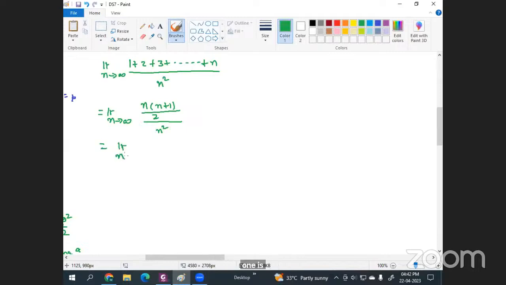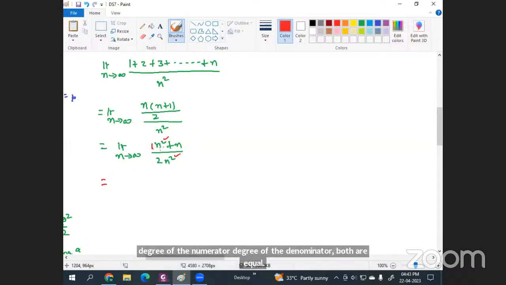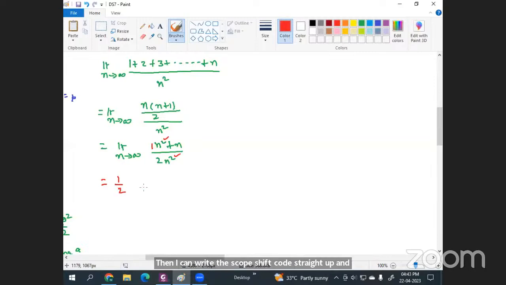Therefore, limit n tends to infinity, n square plus n by 2n square. The degree of the numerator and the degree of the denominator are both equal. Then I can write its coefficients. Coefficient of n square is 1. So your answer is 1 by 2. Is it clear now, all of you? Sri has given the correct answer. Del has given sum of n terms, right? Next, this is one question.